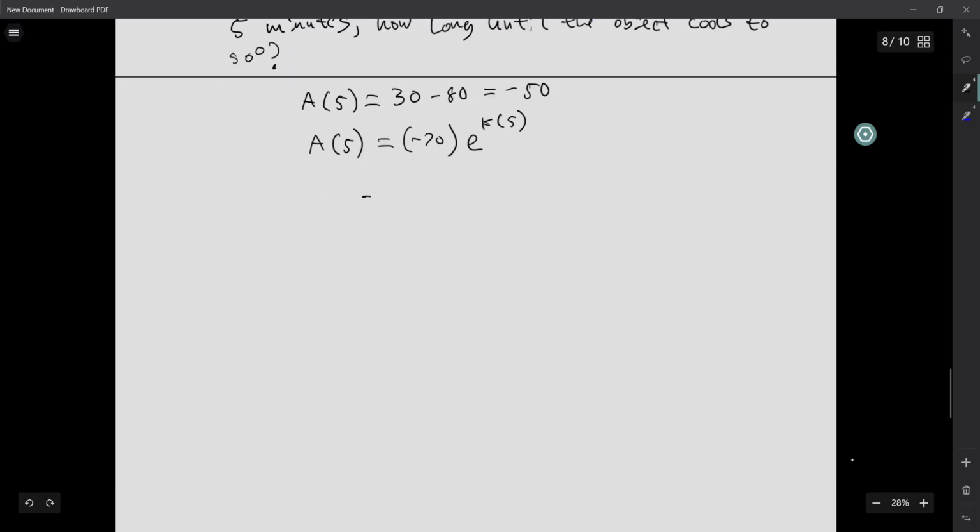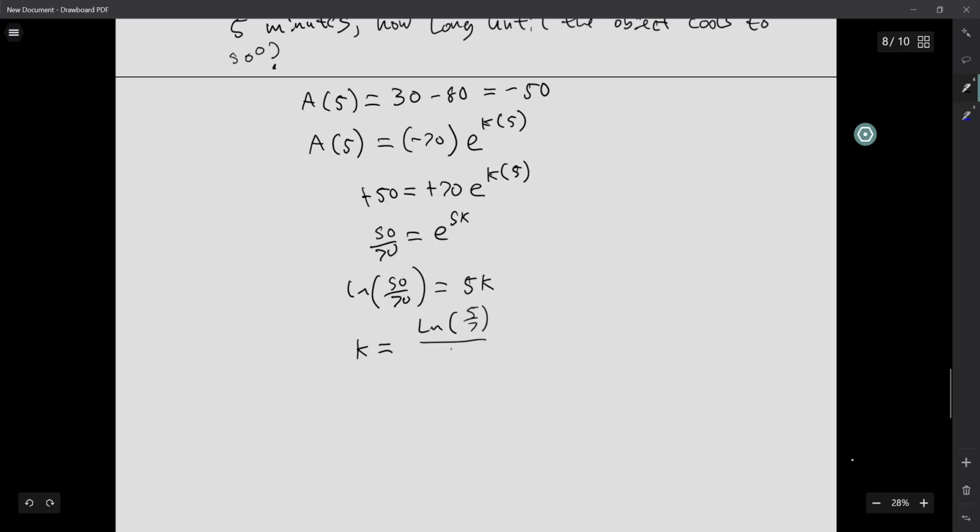So we'll set these equal to each other. We've got minus 50 equals minus 70 times e to the k times 5. So we end up with 50 over 70 equals e to the 5k. Natural log both sides. Natural log of 50 over 70 is equal to 5k. So we know my k is equal to the natural log of this number. Actually, I can simplify that to just natural log of 5 over 7, all over 5. Okay, I have my k. So my actual full equation is A of t equals A0, which was minus 70, times e to the natural log of 5 over 7, all over 5, times t.